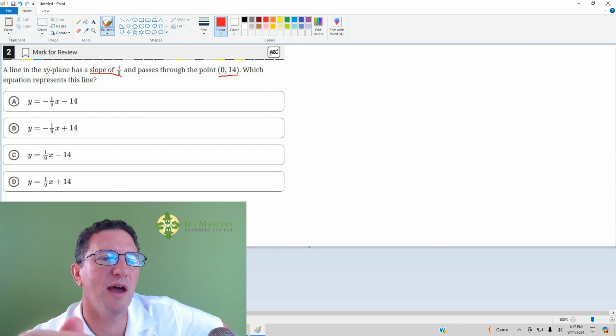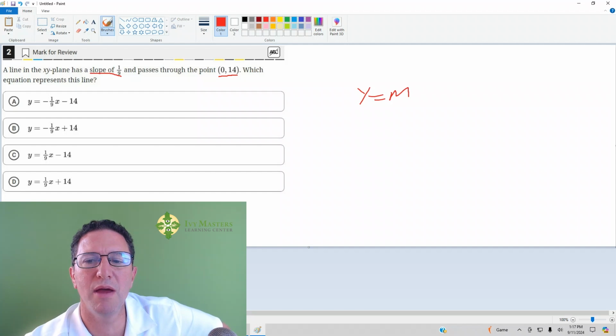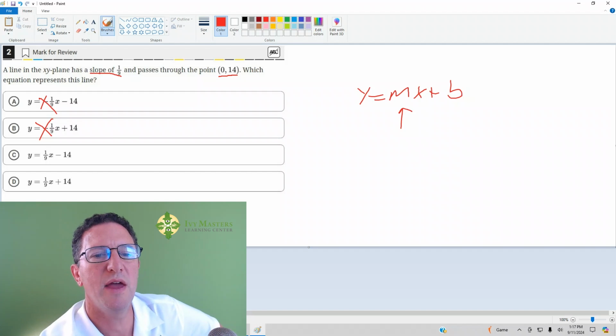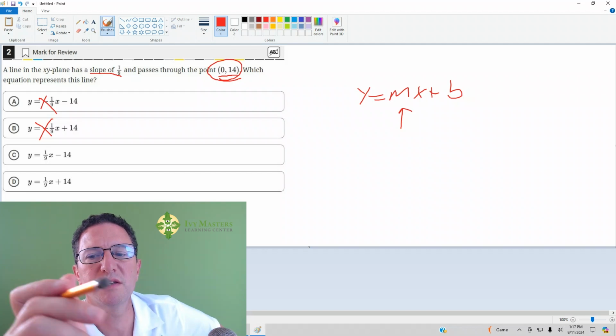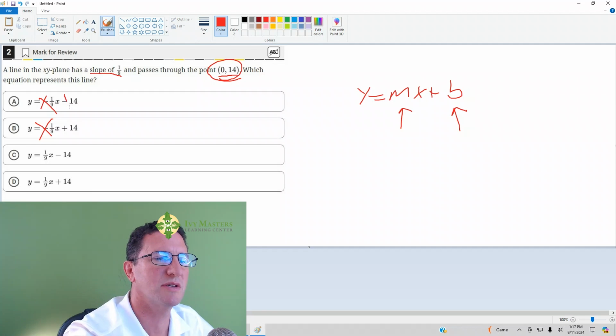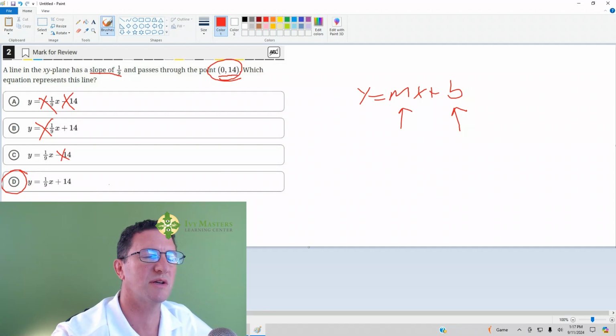You've got to know that in y equals mx plus b, the m is your slope of 1/9. It's not negative 1/9. And then the y-intercept is where x equals 0, and the b in y equals mx plus b is the y-intercept, so it's not going to be negative 14. Your correct answer has got to be D.